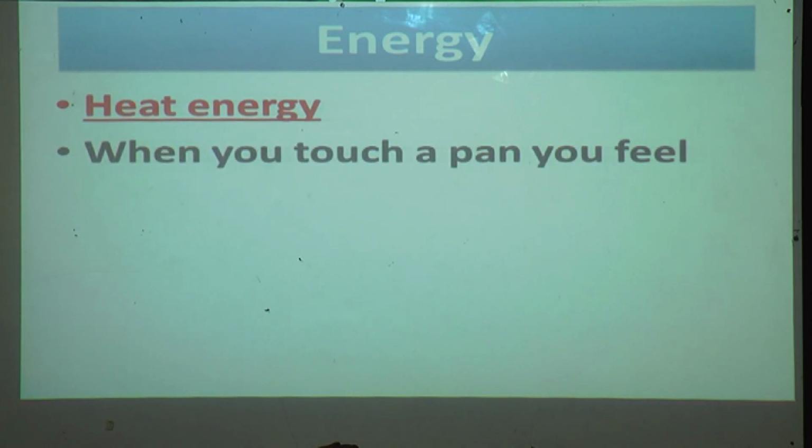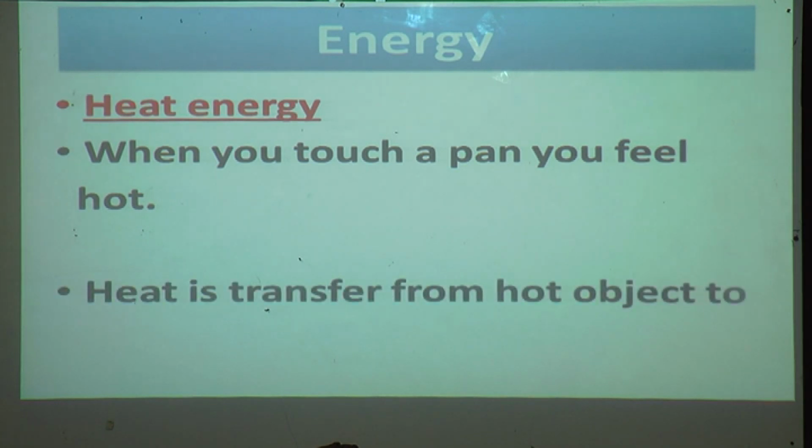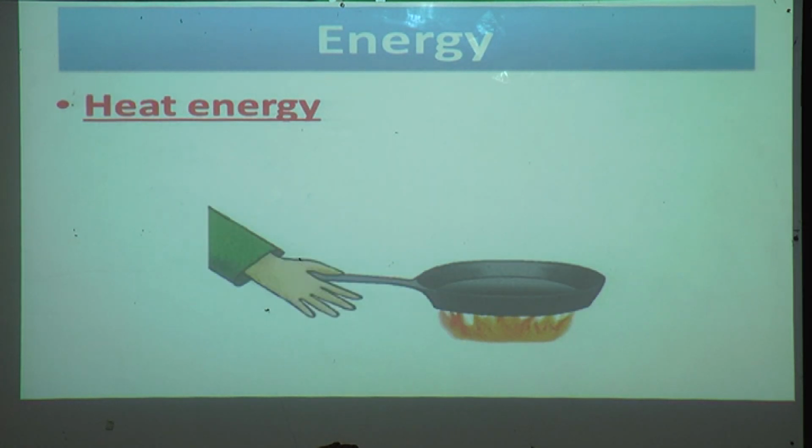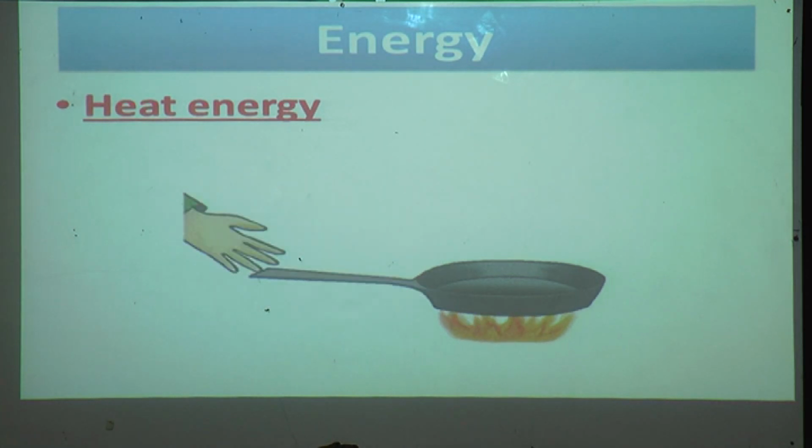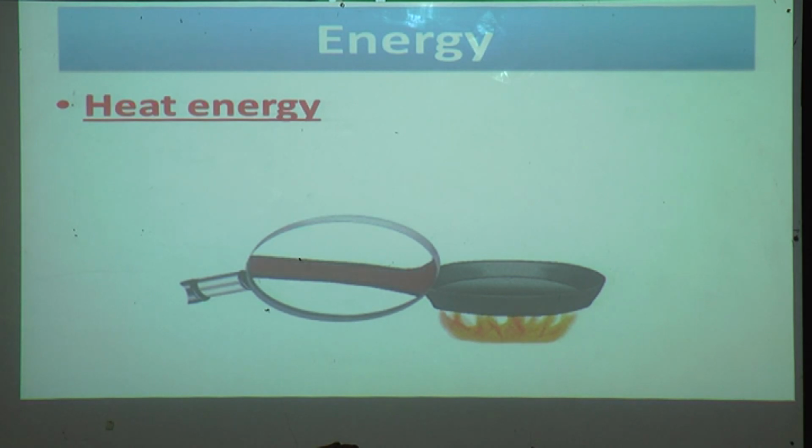When you touch a pan, you feel hot. Heat is transferred from that hot object to cold. It means when we touch the pan, the pan is hot and our hands are cold, so from the hot object the energy or heat will transfer to our hands. When we keep a pan on burning gas and we touch it, we feel the pan hot.